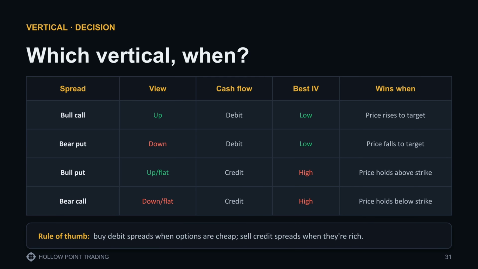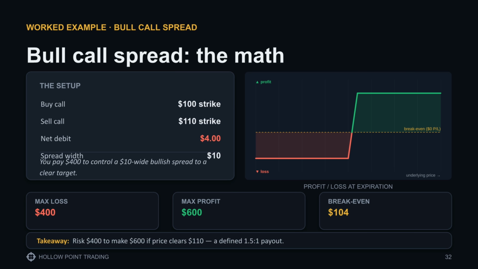your risk. When deciding which vertical spread to use, follow this rule of thumb. Buy debit spreads when options are cheap, meaning implied volatility is low, and sell credit spreads when options are rich, or when implied volatility is high. Let's look at a bull call spread. You buy a 100 strike call and sell a 110 strike call, paying a $4 net debit for a $10 wide spread. This controls $100 of upside for $400, targeting a clear move higher.